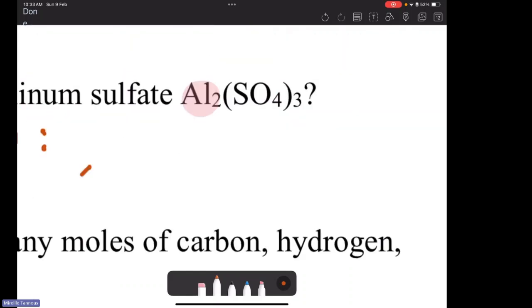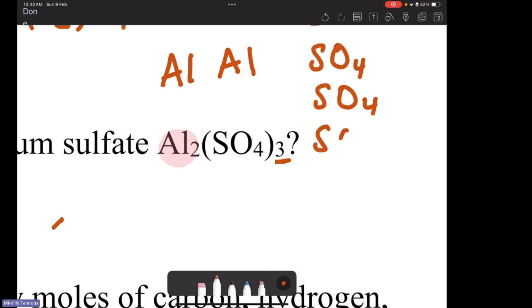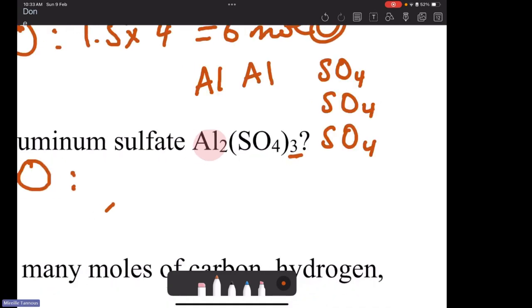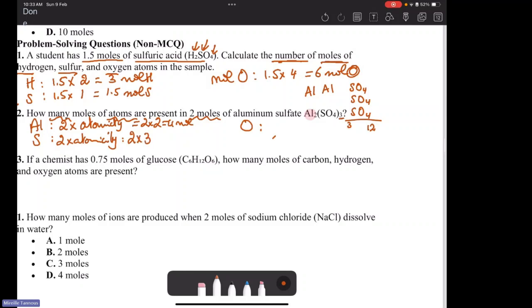Now for S, let me split this. Al2(SO4)3 means I have 2 Al and SO4 three times. So what is the atomicity of S? I have 3 S atoms and 12 atoms of oxygen. So for S, we multiply the given mole by 3, whereas for O, we multiply the given mole by 12. So that is 24 moles of oxygen and 6 moles of sulfur.